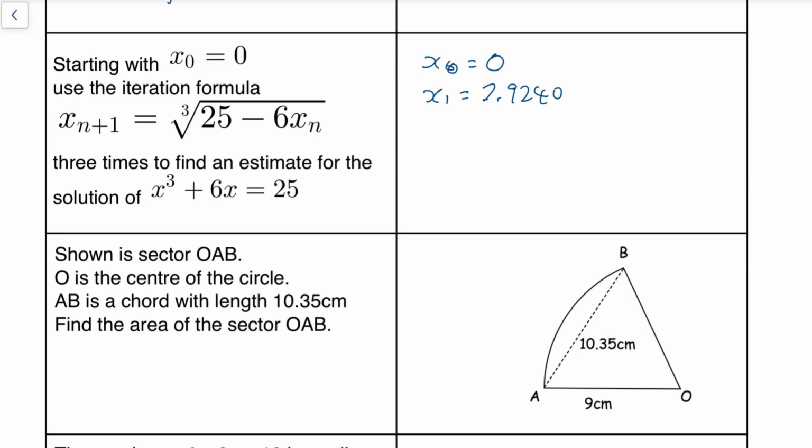2.9240. Now if you set it up correctly, you can press equals again, and you get that x2 is equal to 1.953589. So let's write some of that down. Actually, which one do I want? Use it 3 times. So I want x3. I'm not too worried about giving all the numbers here, but they are on my calculator, so they will be used. And so x3, which is the one that I care about, is 2.368005.